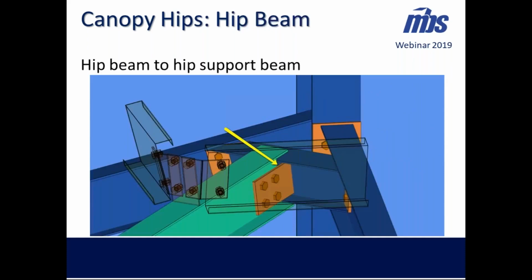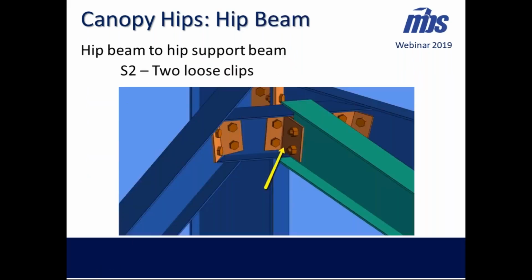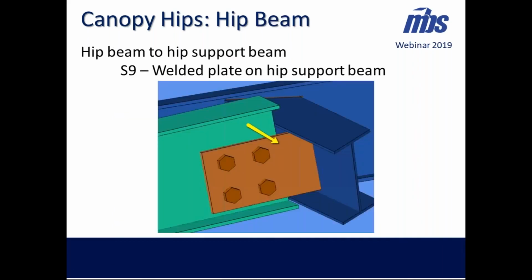So here's kind of a zoomed in image. We have the hip beam coming in here, and we're attaching it to a hip support beam going across the two extension beams. So we're looking at there could be two different connections that we might use here. One connection is the S2 where we use two loose clips. Another connection would be an S9 where we would use a welded plate to support beam to connect that hip beam.